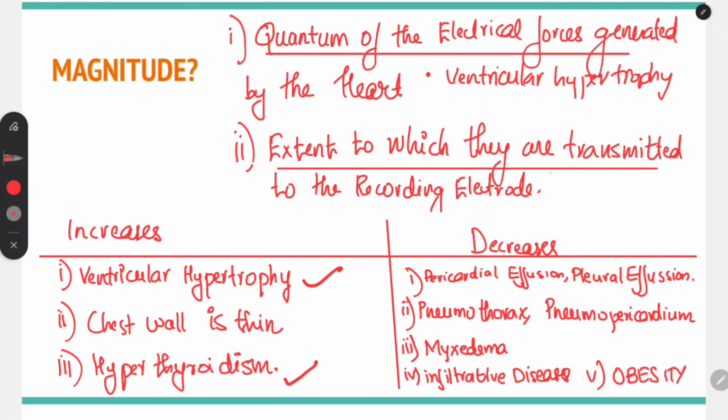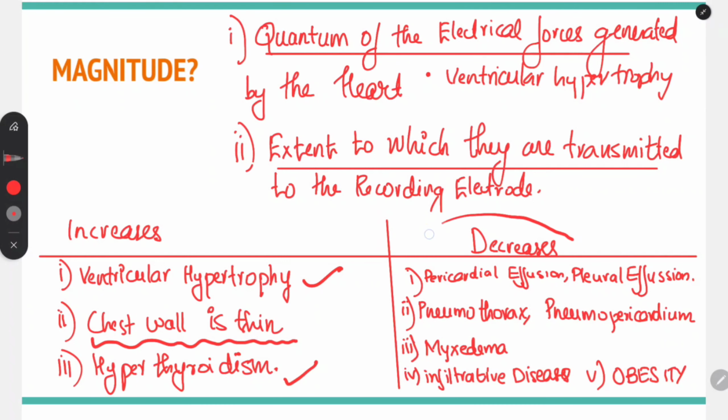And the extent to which they are transmitted to the recording electrode means exactly the gap between the cardiac tissue and the recording electrode. If it increases, the magnitude decreases, and if it decreases, the magnitude increases. What do I really mean? If the patient is lean or his chest wall is thin, there's very little gap between the cardiac tissue and the recording electrode. So the extent to which they are transmitted to the recording electrode increases and the average vector or the average magnitude of the deviation increases.